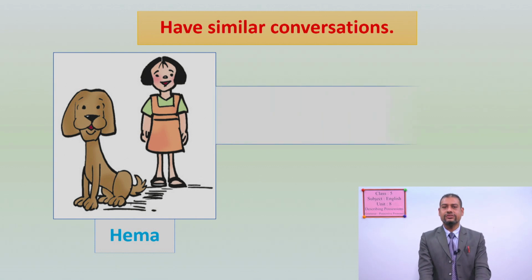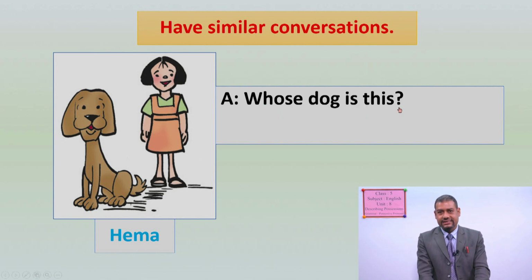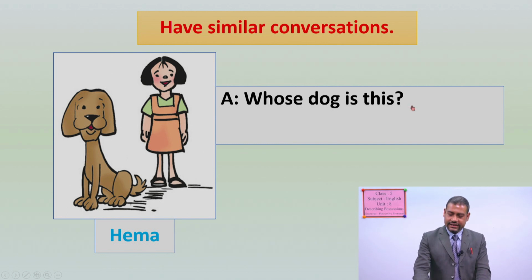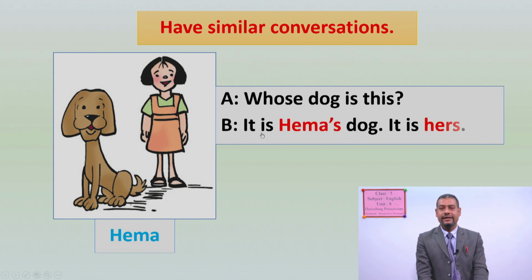The question should be, whose dog is this? See, whose dog is this? Once again, you also please tell me, whose dog is this? And its answer is, what is its answer? Yes, it is Hema's dog. It is hers. Again here, this name is of a girl. She is Hema. So that's why we have written here hers, H-E-R-S, hers, okay? So whose dog is this? It is Hema's dog, you can say, or you can say it is hers.